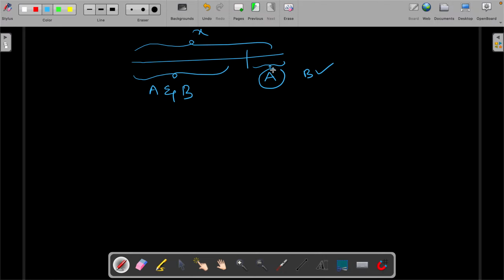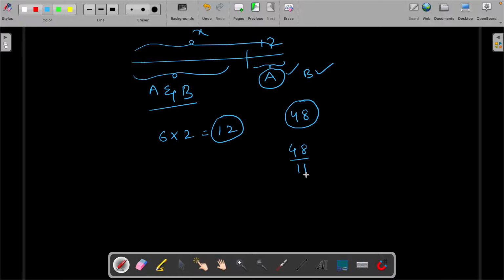So if A works for 2 days, then the number of units he completes is 6 into 2, which is 12. So 12 units of work is done in the last 2 days. Then what is the remaining number of units? 48. To complete this 48 units of work, how many days will A and B take? Which is nothing but 48 by 11, because A plus B 1 day work is 11 units. To complete 48 units, they will take 48 by 11 days.